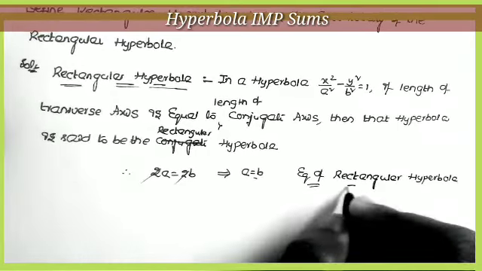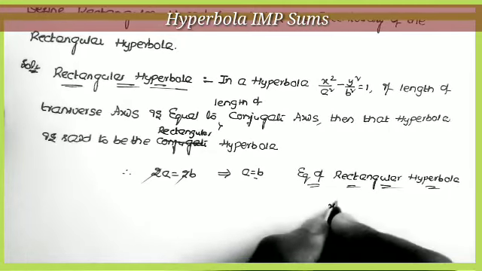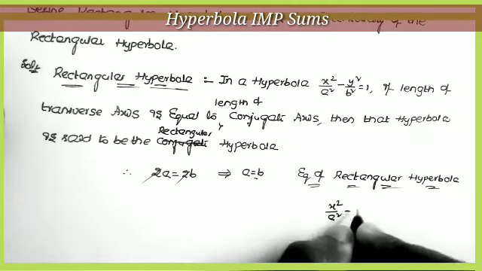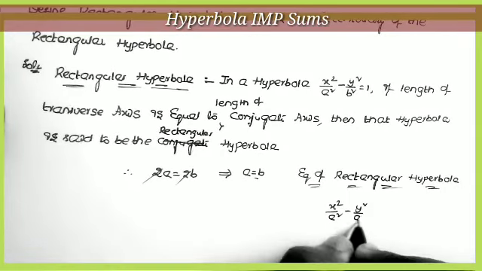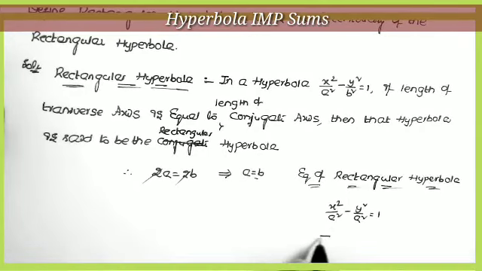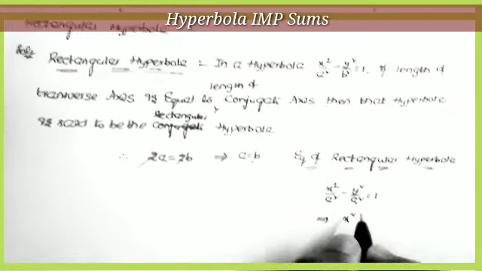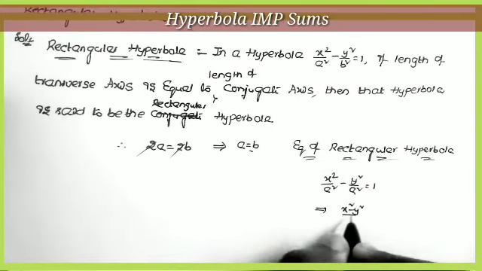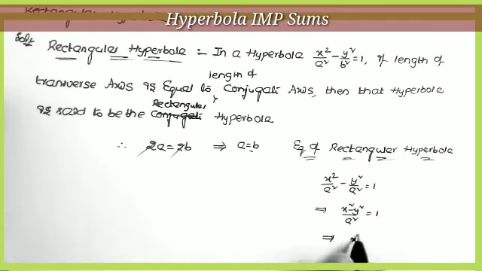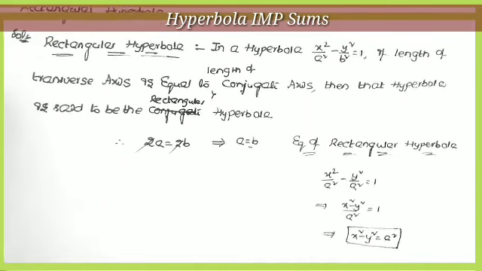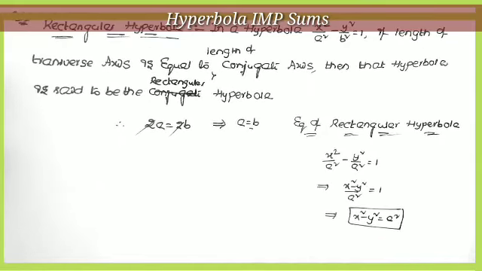So finding the equation of the hyperbola: in the hyperbola equation, I am substituting the value of b as a. That is, x square by a square minus y square by a square is equal to 1. So the answer is, the equation of the rectangular hyperbola is x square minus y square is equal to a square. Okay.